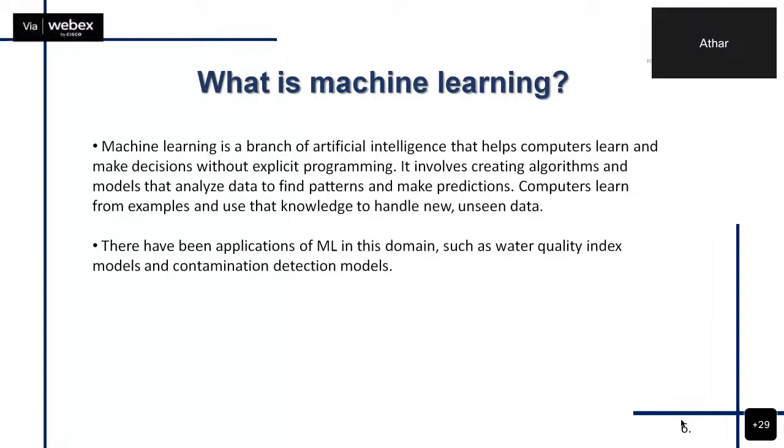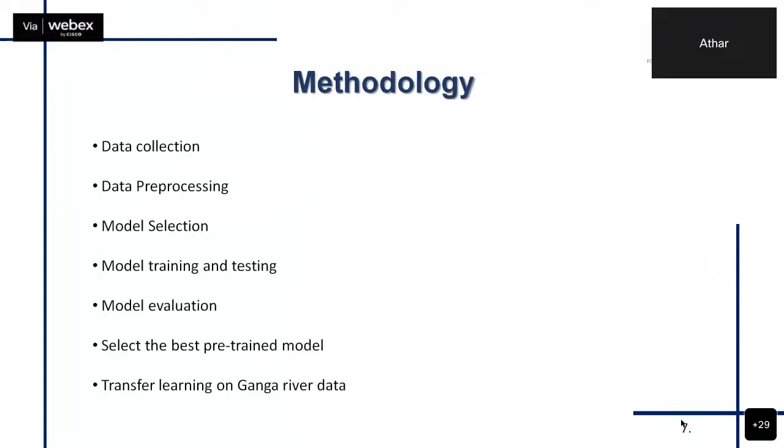There have been many applications of machine learning in this domain, such as water quality index models and contamination detection models. The methodology of my projects involves the collection of the data, then data pre-processing and feature engineering, then the selection of the model, then model training and testing, then evaluation of the model, then selecting the best pre-trained model. After that, transfer learning on the best pre-trained model for the Ganga River data.